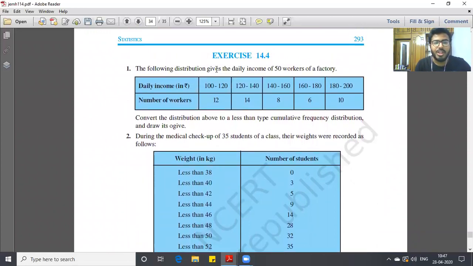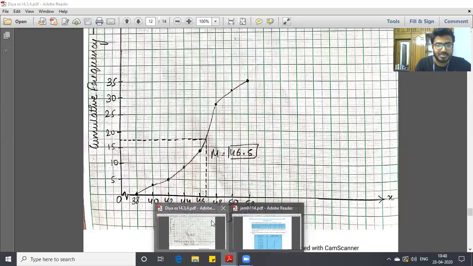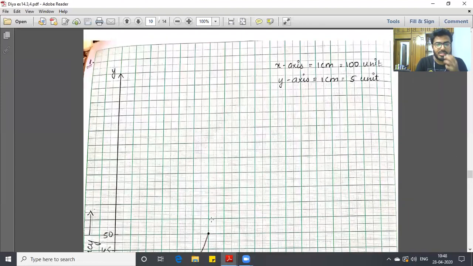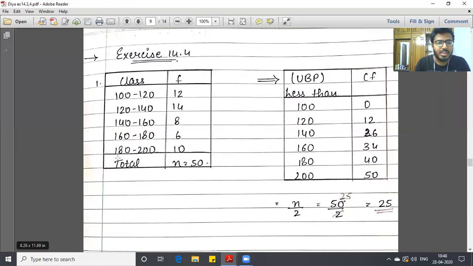Now, the first question: the following distribution gives the daily income of 50 workers. The class and the frequency are given. Convert the distribution into less than type cumulative frequency. Wait, for less than type, which limit will you take? You will take the upper limit. So that is 120, 140, 160, 180, 200. So you have to take the upper limit and the frequency. First you have to convert into less than type. So here is the class and here is the frequency. Now you take upper limits for less than type. Now look at the upper limits, just look for your answer from here. From 120, look from 120 up to here. Just look into this much.